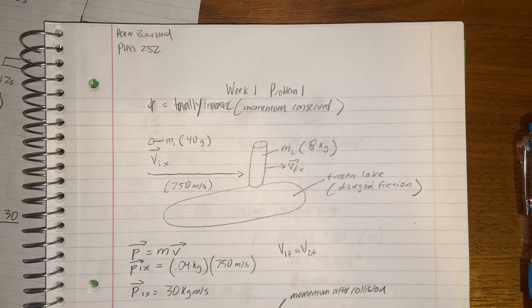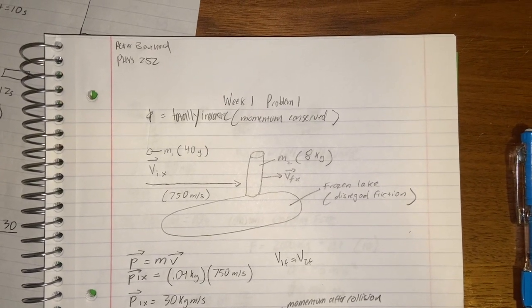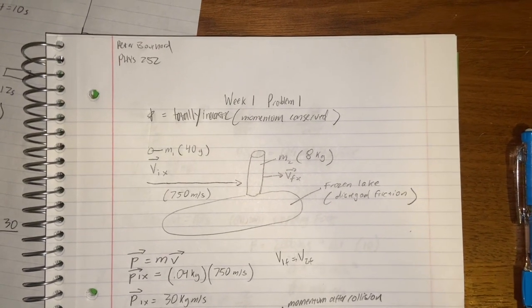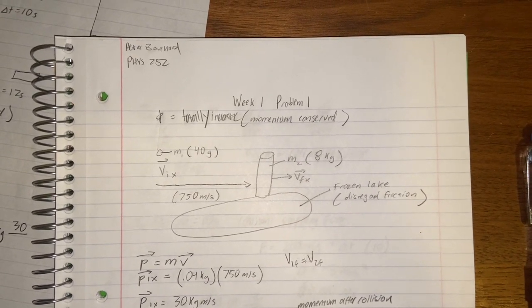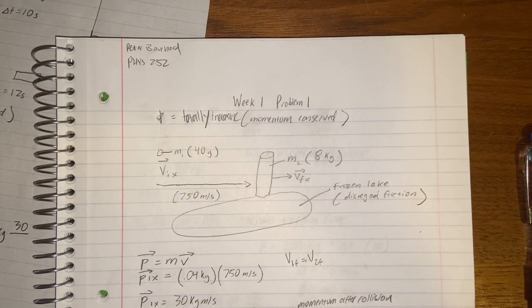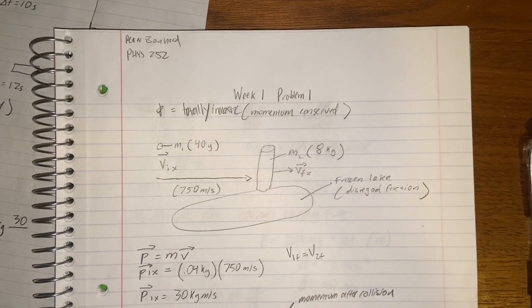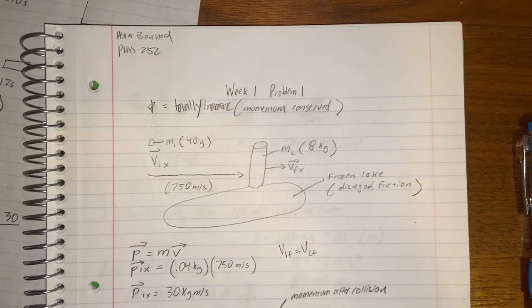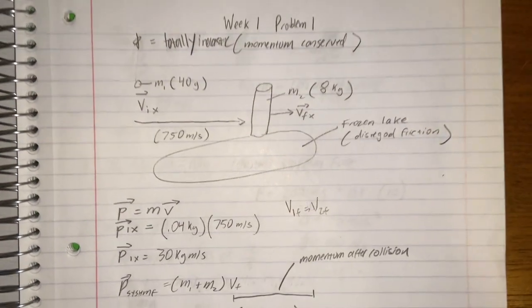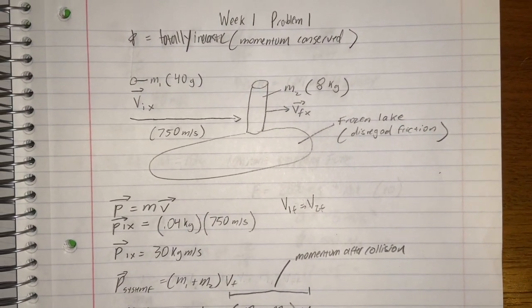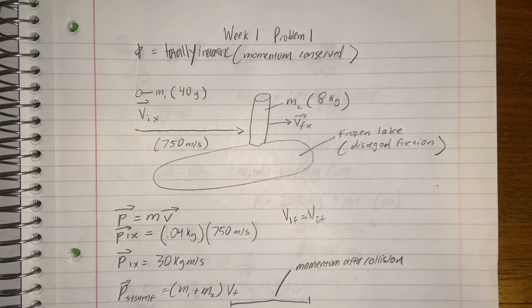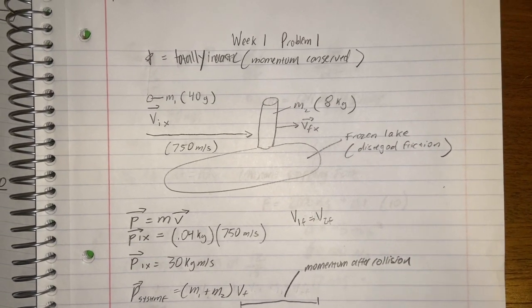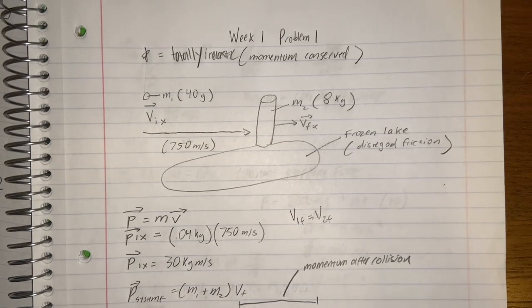A couple things that are important to note here is that this would be an example of a totally inelastic collision, as the bullet and the log are essentially sticking together. So that would mean that the momentum is conserved. Another thing to note is that the final velocities of both the bullet and the log are the same.